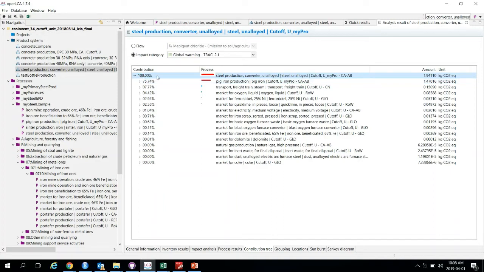So we understand 100% of the impact is due to the steel production at our plant gate, and then we see 75% is due to pig iron and everything upstream of pig iron. So this can also be seen when you learn about Taylor series expansion.